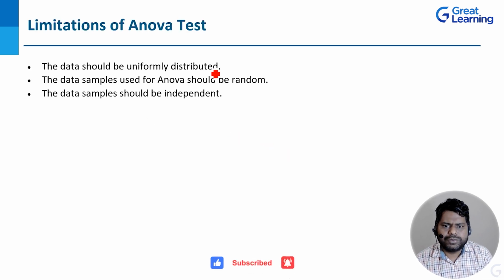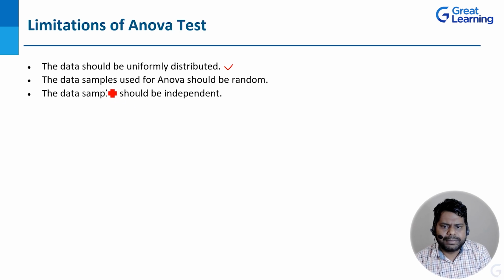So the ANOVA test needs all the data to be uniformly distributed. If the data is not uniformly distributed, we cannot implement it. The second limitation is that the data sample used in the ANOVA test should be random. The third is that the data sample should be independent. So what does this mean?